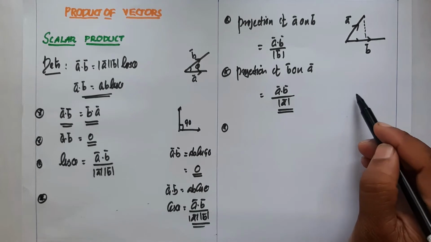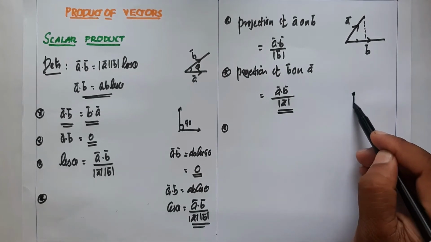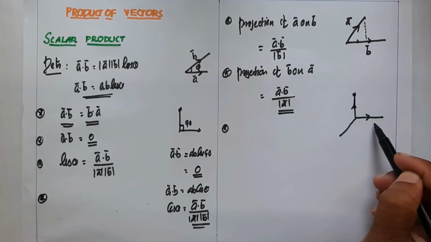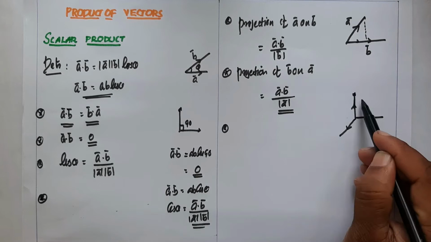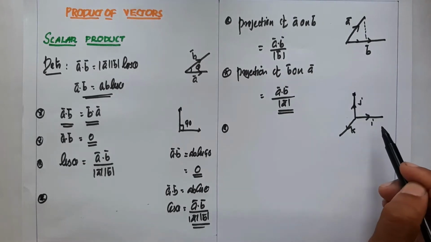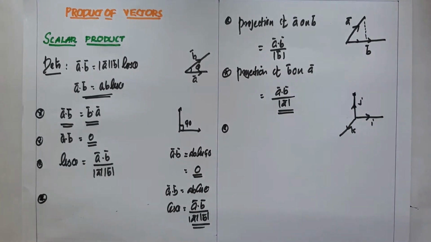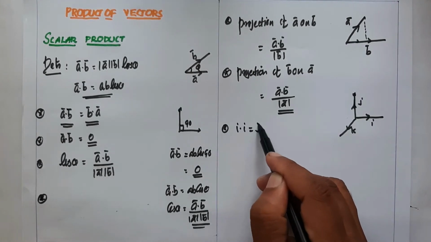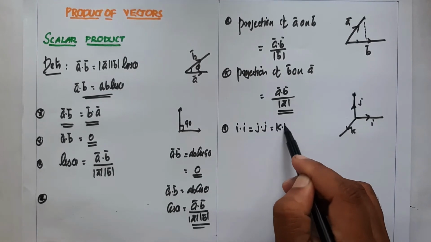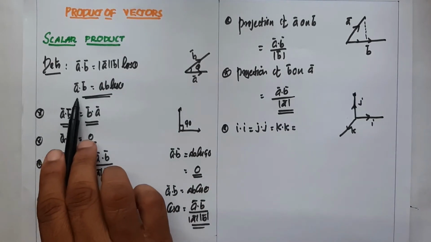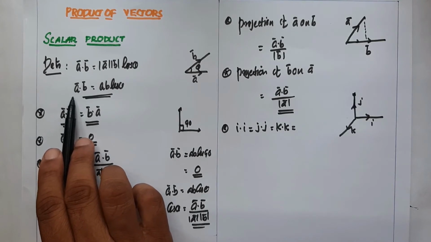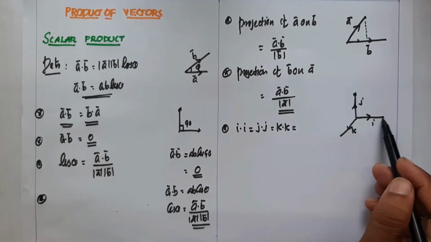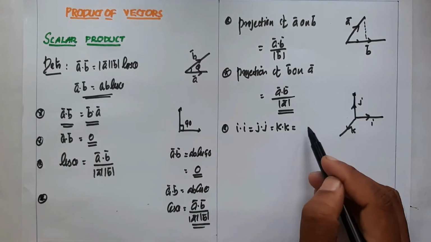Now i, j, k are three unit vectors along the x, y, z axes. Already you know i, j and k. These are called the unit vector triads. What is i dot i, j dot j, and k dot k? Suppose you take vector A equal to i and B equal to i, then i dot i means mod i into cos of the angle between i and i, which is 0. Cos 0, so the answer is 1.